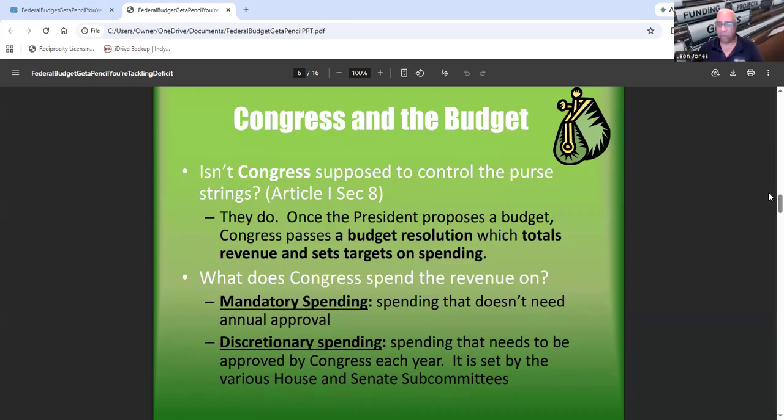Now, discretionary spending is a horse of another color. This is where you get into the fiscal year, and this is where the spending needs to be approved by Congress each year. And it is set by various House and Senate committees. Now, under the discretionary spending, some of the agencies you have are the Department of Homeland Security, the Department of Transportation. And this is what's going on now.